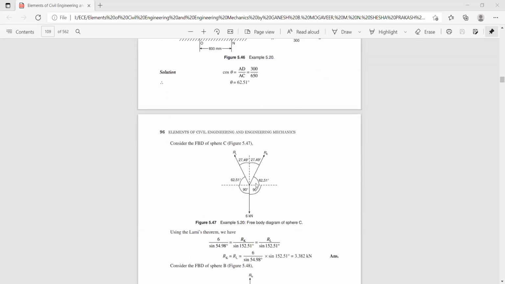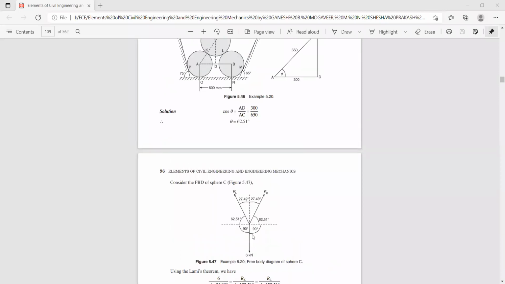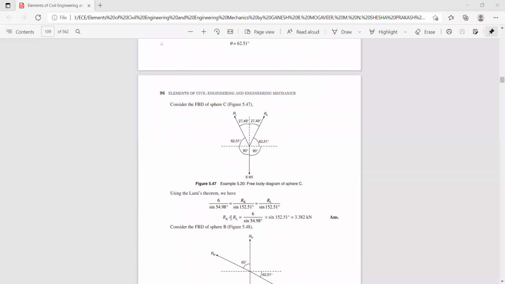Now let us go through the free body diagram of sphere C. The weight of this sphere acts vertically downwards, and you have reaction forces RK and RL. These angles you have already found, 62.51. Now the angle between the forces RK and RL is 54 something. And this angle is 90 plus 62.51. This angle is 90 plus 62.51. Now you can apply Lami's theorem, and thereby you'll get the values of RK and RL as 3.382 kilonewton.